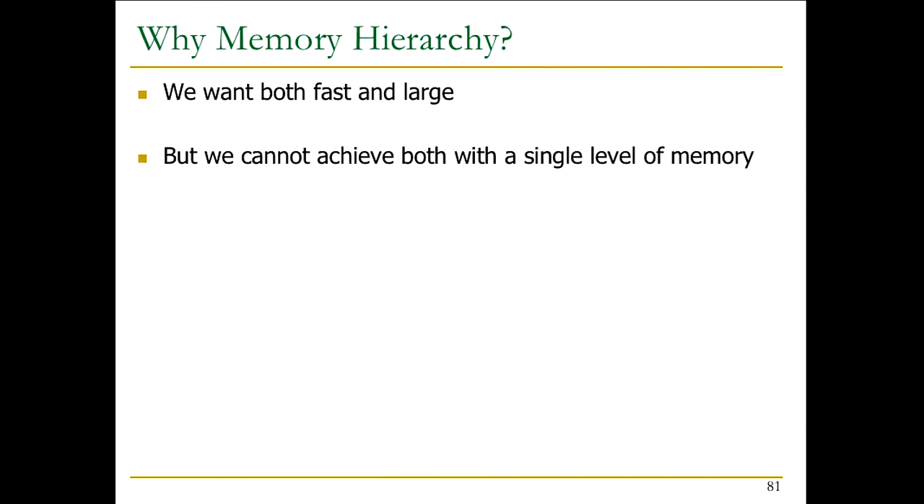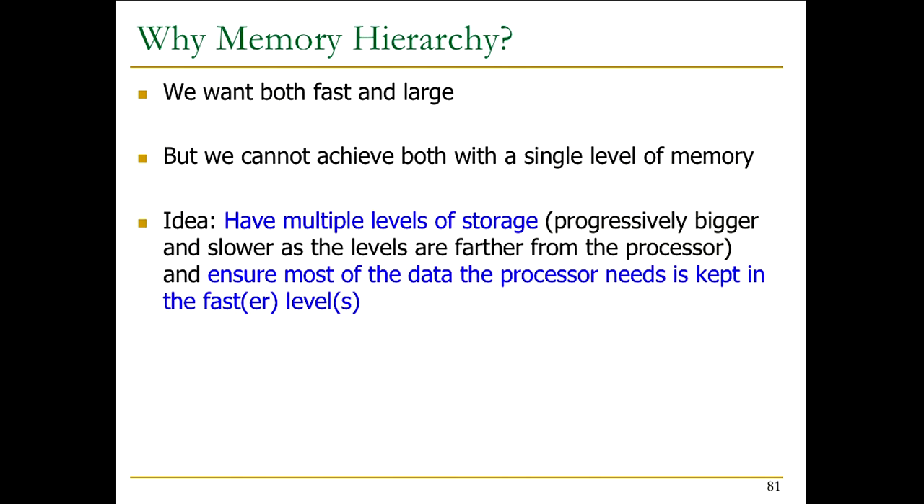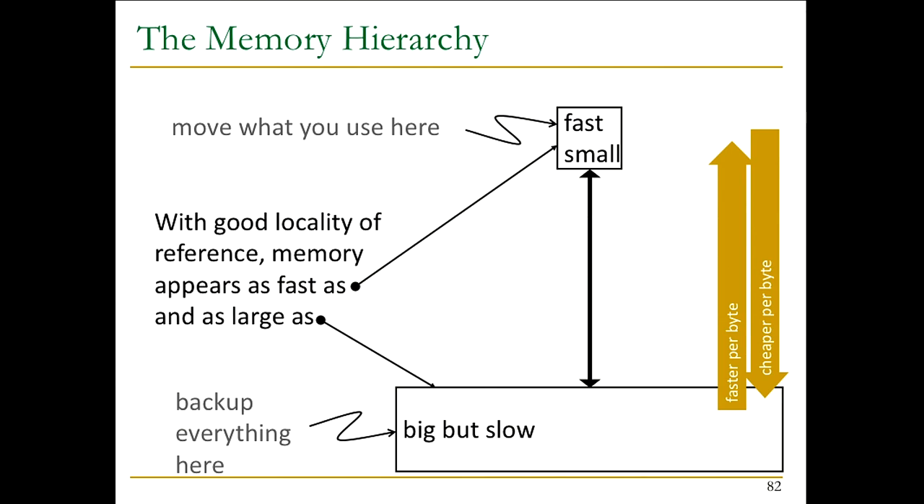So why do we have a memory hierarchy? Because we want both fast and large. But we cannot achieve both with a single level of memory. The idea of the memory hierarchy is to have multiple levels of storage. They become progressively bigger and slower as the levels are farther from the processor. And hopefully you will ensure that, or somebody ensures that, most of the data the processor needs is kept in the faster levels. Right? So this is a pictorial view of it, basically.